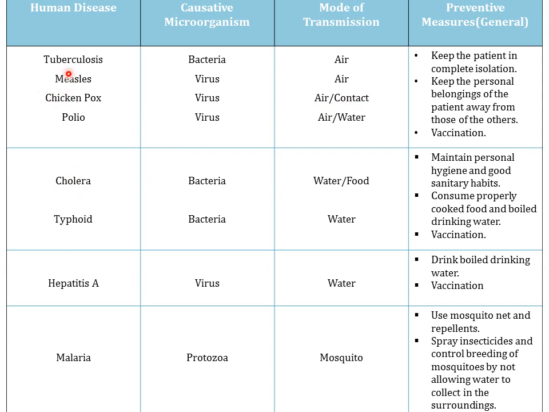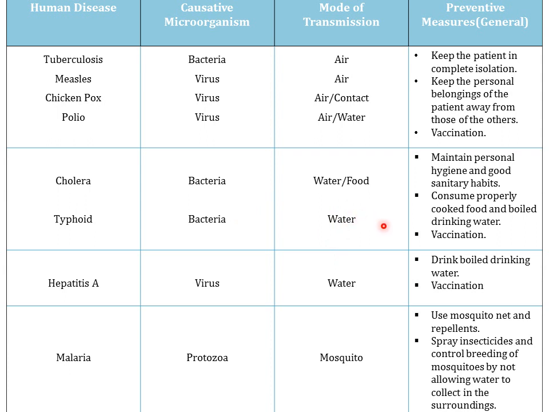Now the preventive measures of these human diseases are: we should keep the patient in complete isolation and keep the personal belongings of that infected person away from those of others. Then vaccination. These diseases can be prevented by proper vaccination. Cholera, it is caused by the microorganism bacteria and the mode of transmission is either through food or through water. Then typhoid, it is also caused by a bacteria, mode of transmission is water.